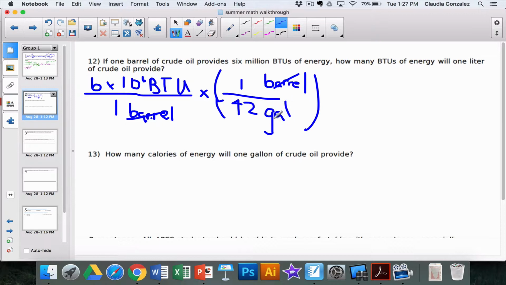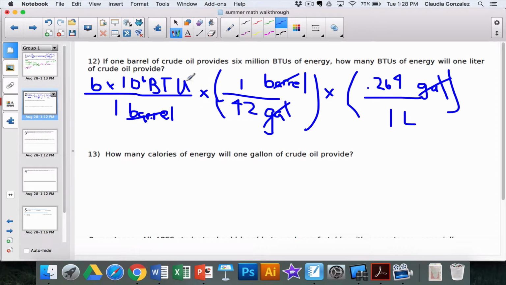So let's write gallons. Gallons has this amount of BTUs, but I still want to know how many liters there are. So if I remember correctly, there was a conversion from gallons to liters, right? And that number was, where is it? I lost it already. 0.264 gallons and 1 liter. I'm doing it this way so that my gallons cancel out. And whatever I end up with will be BTUs per liter. Let's see if that's what it is. How many BTUs in 1 liter?